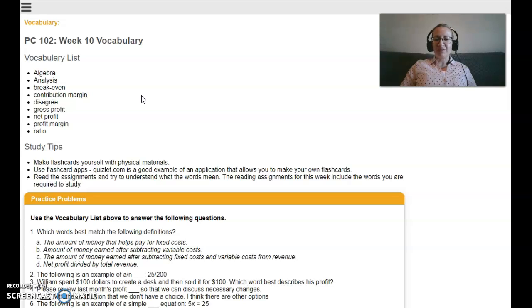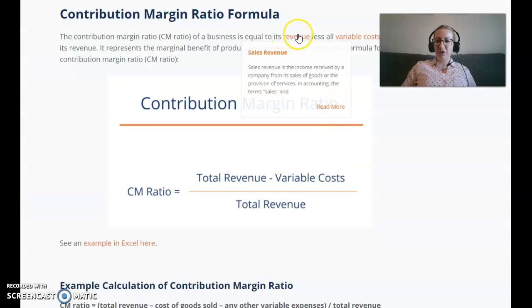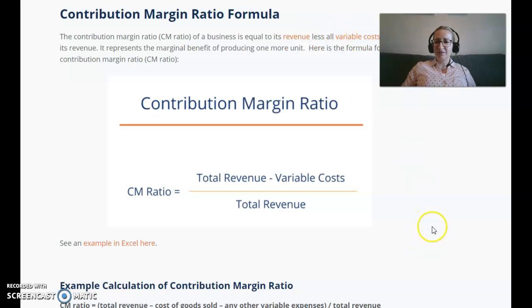Break even. The word is break even. This means that you didn't gain any money and you didn't lose any money. Contribution margin. Contribution margin is your revenue minus your costs. Okay, so that's the formula here.